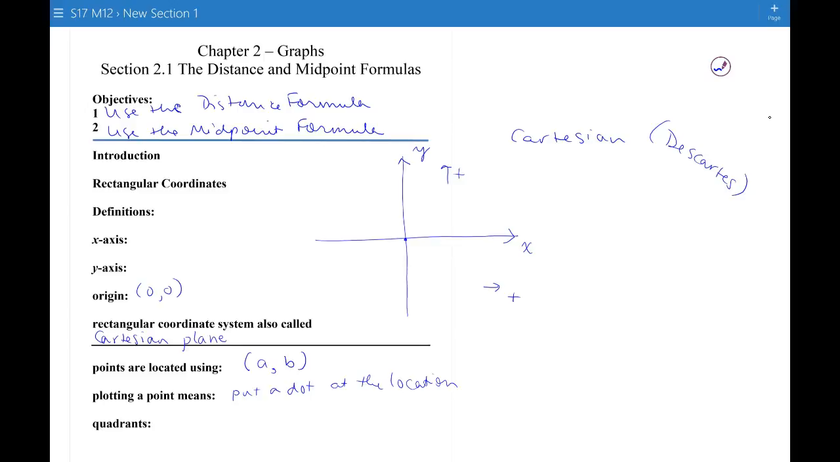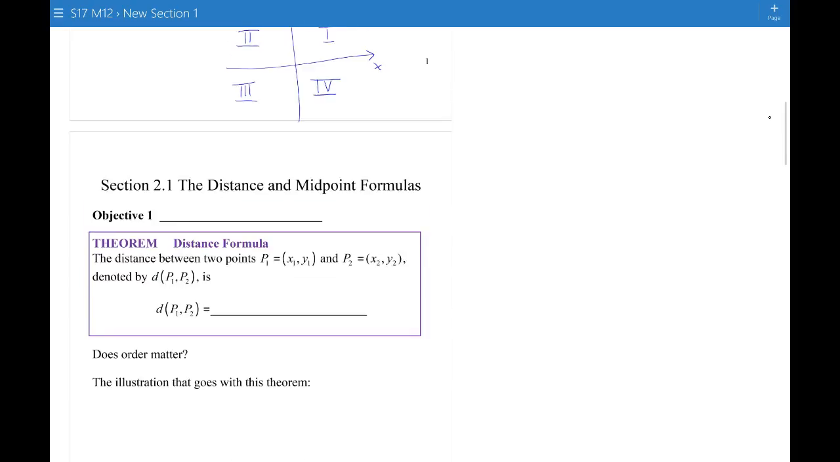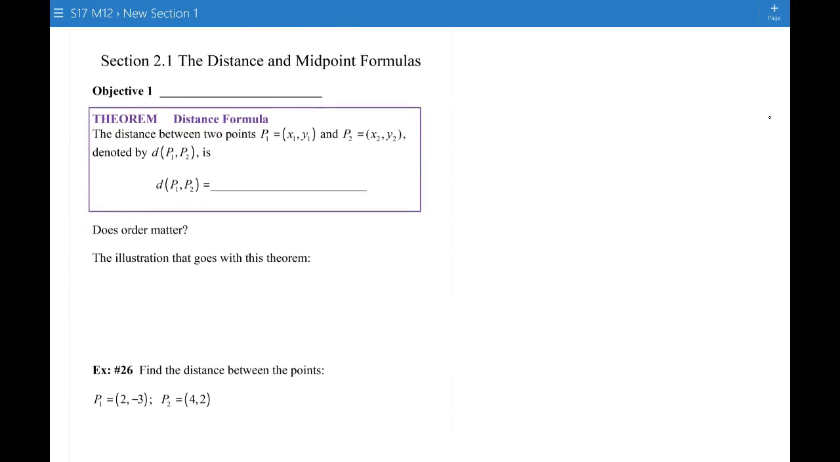And we have four what we call quadrants. They're numbered quadrant 1, where x is positive and y is positive. Quadrant 2, x negative, y positive. Quadrant 3, x negative, y negative. And quadrant 4, x positive, y negative. And for whatever reason, somebody long ago decided we should use Roman numerals for the quadrants, so that's what we do. So objective 1 is going to be to use the distance formula.